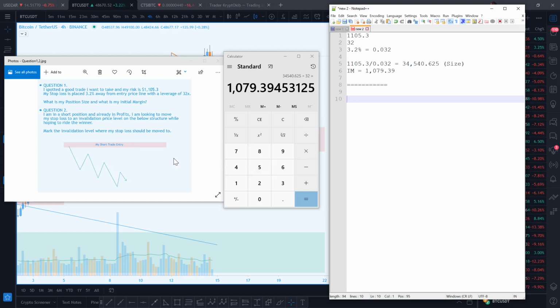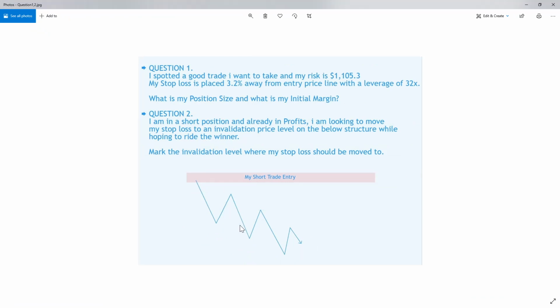Then the second question is: I am in a short position and already in profits. I am looking to move my stop loss to an invalidation price level on the below structure, while hoping to ride the winner. So simply this is a winner already because I am in profit. I want to ride the winner and not get taken out easily. So I want to push my stop loss from a level around there into an invalidation level.